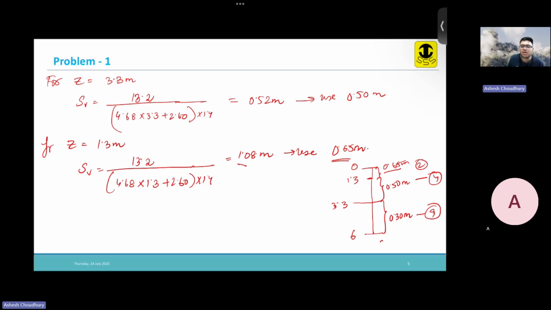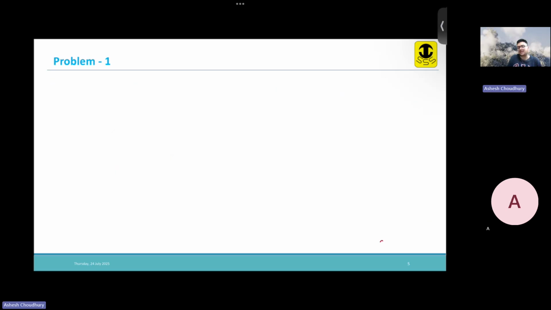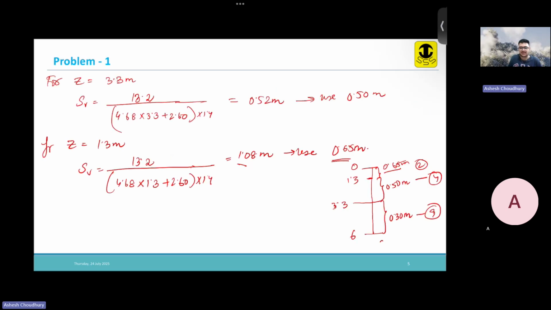So this is how we arrange our geosynthetic. This depends upon the designer. Instead of 0.3 meter, if you want to be safer, you can take 0.2 meters also. It is up to you to decide what spacing to take and how to arrange it, but you have to ensure that the spacing is less than the SV that you are calculating. So this is my requirement.